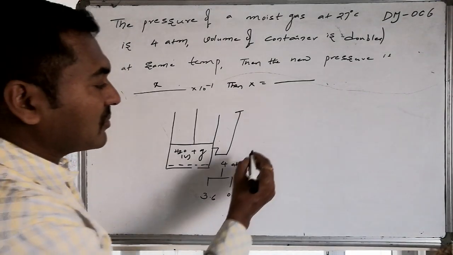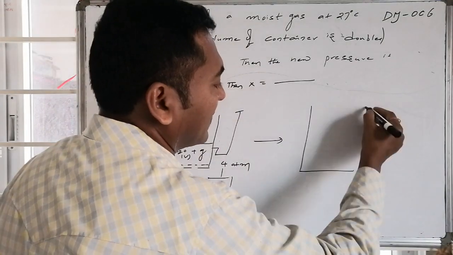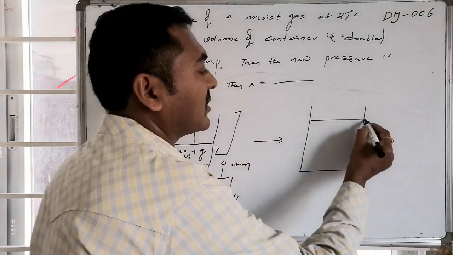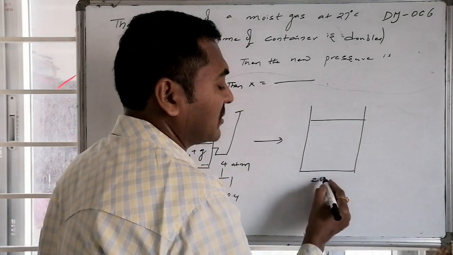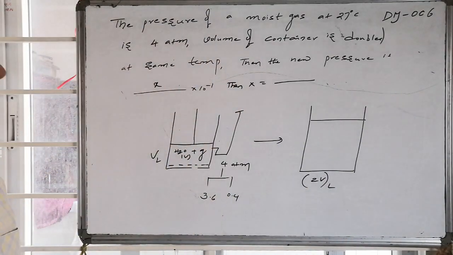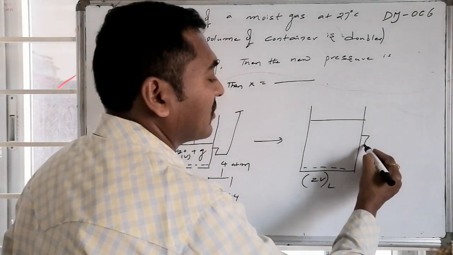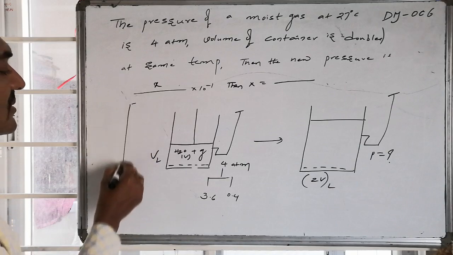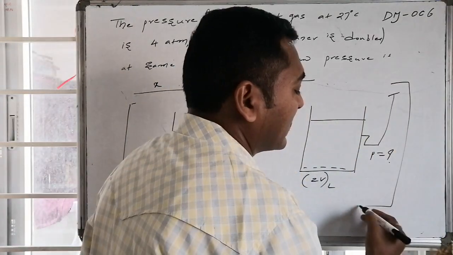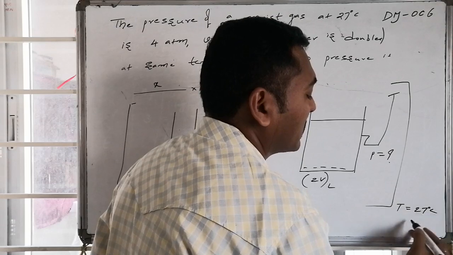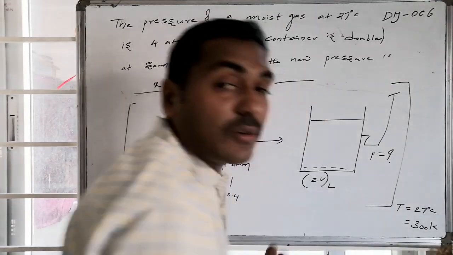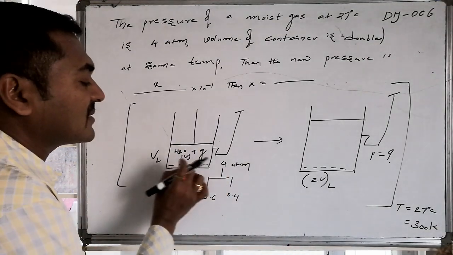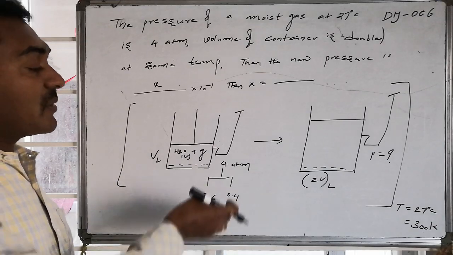3.6 atmospheres. Now, suddenly, at the same temperature, whatever volume we were filling as V liters, we made it 2V liters. If it is made 2V liters, then what is the total pressure inside the cylinder? The temperature remains constant from the first condition to the final condition, that is 27 degrees, which in Kelvin is equal to 300 Kelvin.